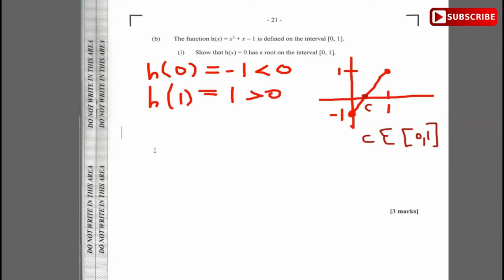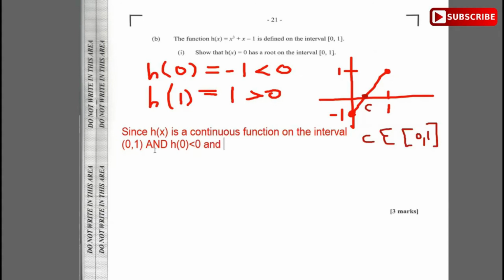So since h of x is a continuous function on the interval 0, 1, and h of 0 is negative, and h of 1 is positive.